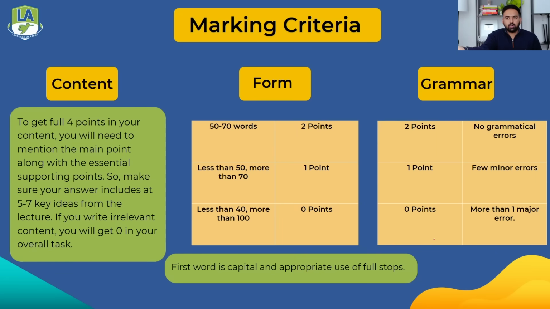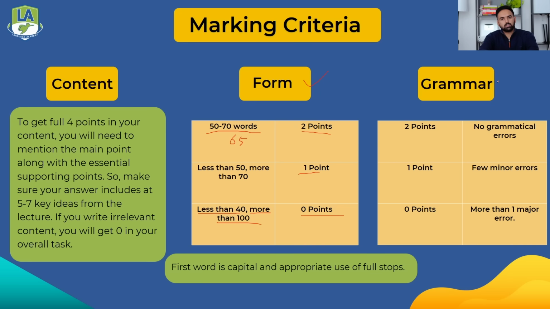Once you get points in content, you will be checked on your form. To get 2 out of 2 in form, you have to make sure you write between 50 to 70 words, ideally around 65 words. If you write less or more, you are going to lose a lot of points. If you get 0 in form, you will get 0 in spelling, grammar, and vocabulary. Remember this. How do you get 0 in form? If you write less than 40 words or more than 100 words, you will be given a 0 in form. So just keep it between 50 to 70 words, ideally around 65 words, but do not exceed 70 words.